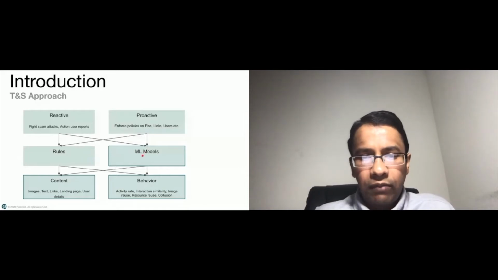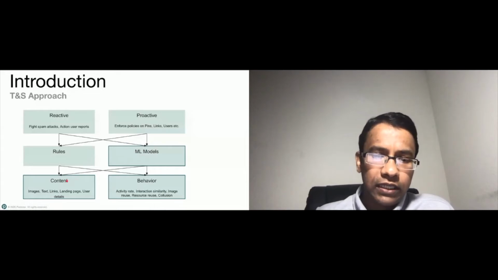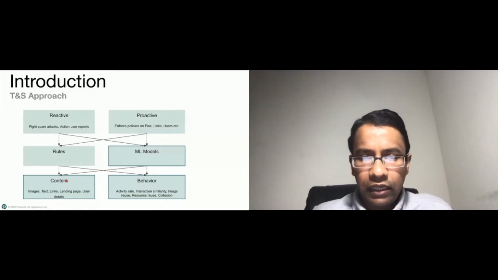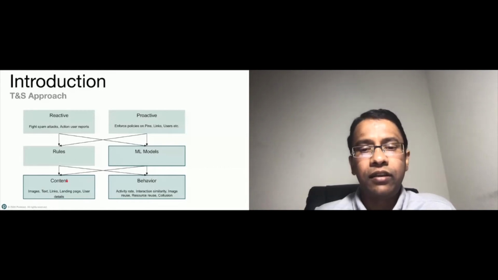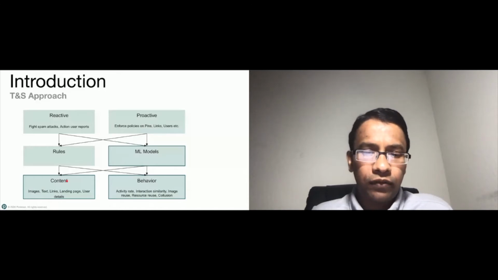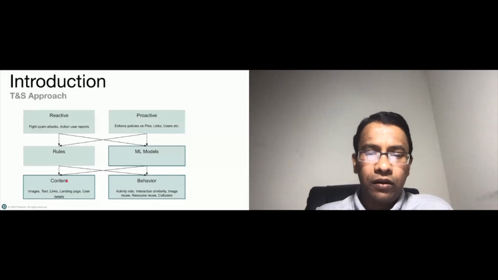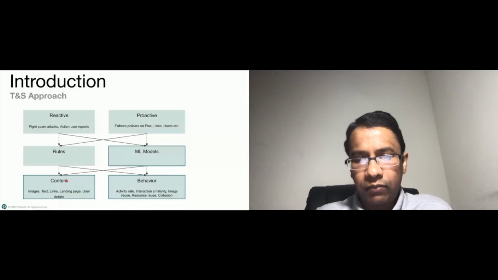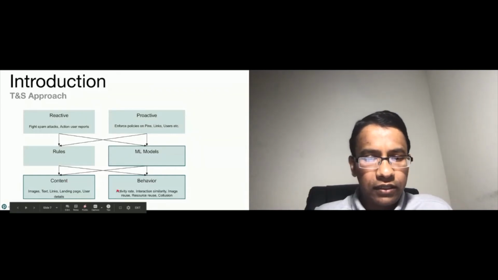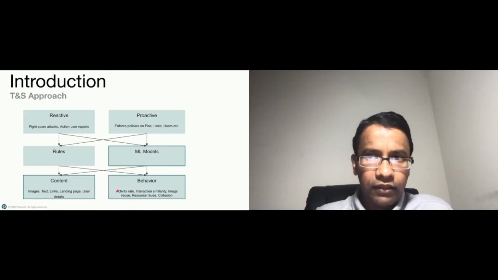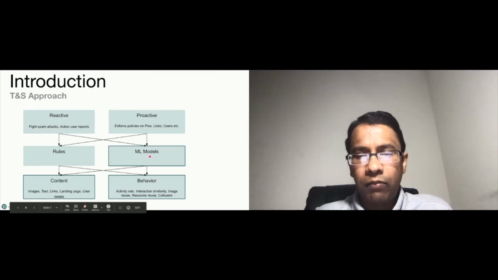And then when we develop the ML models, we use both content and behavior. Content is what is the image, what is the text, what is the link. So you want to extract the content out of it, understand the content, and develop a machine learning model around the content. Behavior of the users on the platform is another thing that we use to detect whether a user is spammy or the content they have created is unsafe or spammy. So there we look at their activity rate, interactions, similarity, image reuse, resource reuse, and collusion. So this is our approach, and I will be digging more into the ML models as we go.